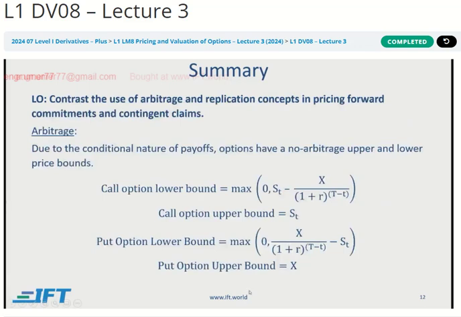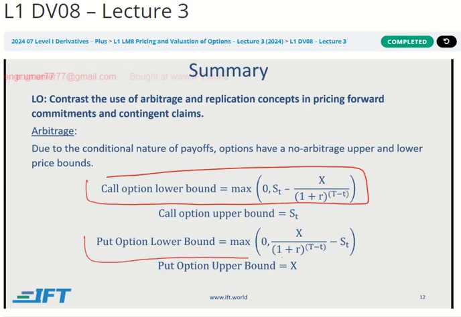Now, the last point here is the use of arbitrage and replication before we come to the summary for the factors affecting the option value. So this is the second last learning outcome. There is a lower bound, which is the exercise value for both put option and call option, and the upper bound is the stock price in the case of the call option and the exercise price in the case of the put option.